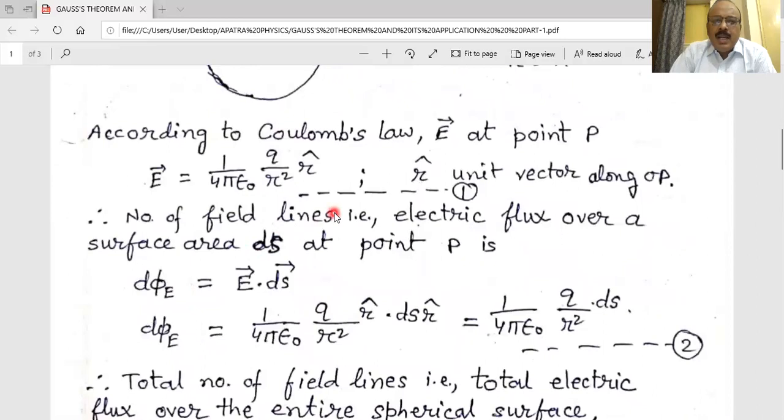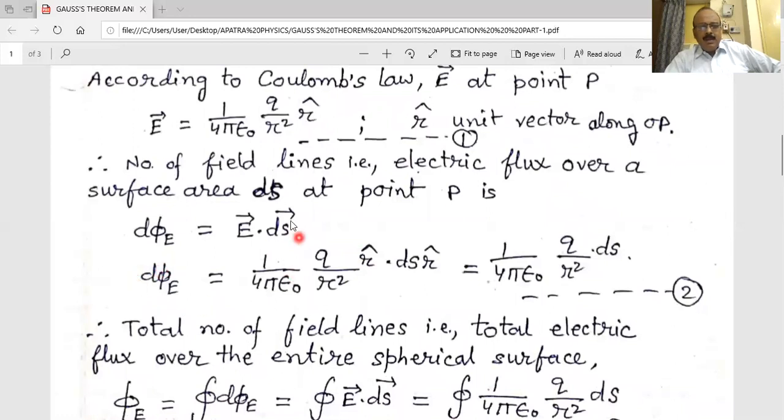Therefore, the number of field lines, that is the electric flux over a surface area ds at point P, is d phi e. We consider a very small area, therefore a very small amount of electric flux. And we know from our previous knowledge that the electric flux is equal to E dot ds. Now, theta is the angle between the E vector and ds vector. In this example, it is 0.